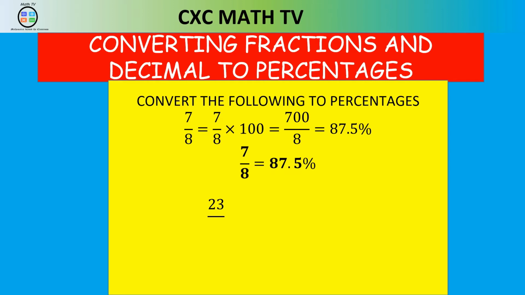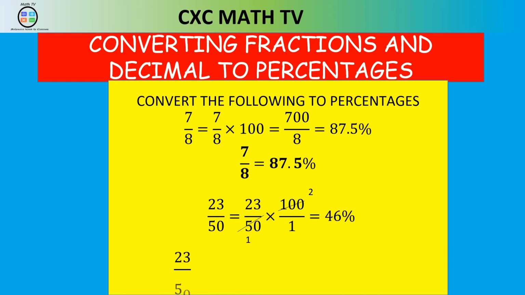Let's look at the next one. 23 out of 50. And we multiply that by 100. But look at this. 50 can go into itself one time and 50 can go into 100 two times. So we can simplify that way. So we get 2 times 23, which is 46, over 1 times 1, which is 1. So 23 over 50 is 46%.